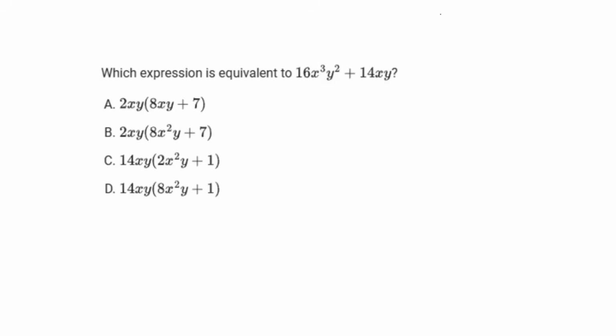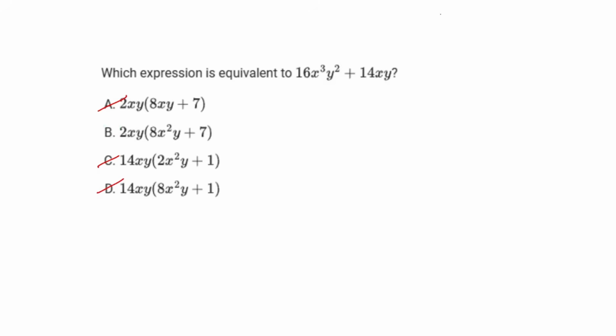2xy times 8x is going to give us 16x squared y squared. Now this is not equal to what we have here, so we can get rid of A. We know it's not going to be A or C or D, because 14 times 2, it's too big. 14 times 8, too big. Now, this should be our answer in technicality.